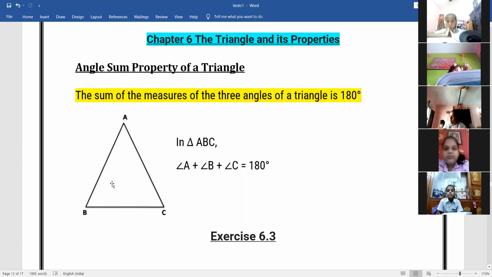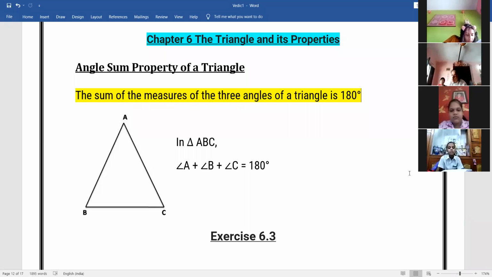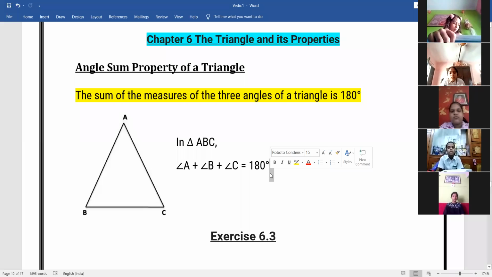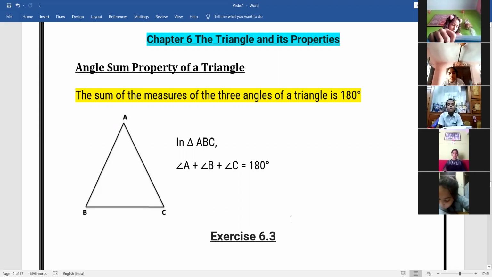If this is the triangle ABC, then in this triangle ABC, three angles are there. What are those three angles? Angle A, angle B, and angle C. When we are adding these three angles, the sum is always 180. So if anyone asks you what the angle sum property for a triangle is, it is that the sum of all three angles is 180.